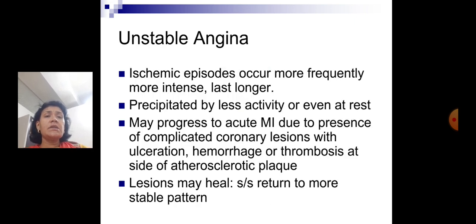Unstable angina, these ischemic episodes, they occur more frequently, more intense, and last longer. And they are precipitated by less activity, or they can be precipitated even at rest. So it is not effort related, while stable angina is predictable, it is effort related. Unstable angina can progress to acute MI due to presence of complicated coronary lesion with ulceration, hemorrhage, or thrombosis at the site of atherosclerotic plaque. The lesion may heal, and when this happens, the signs and symptoms return to more stable pattern.